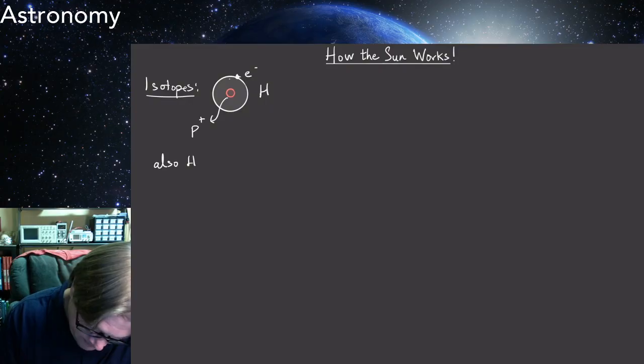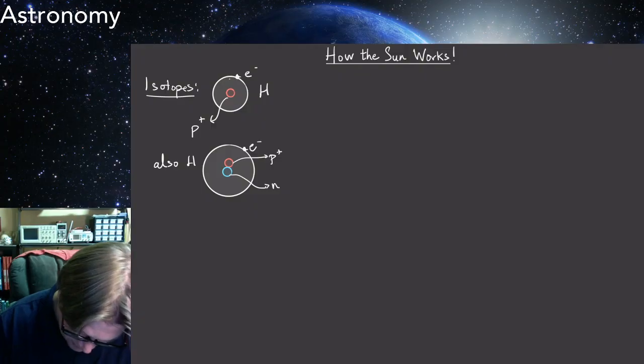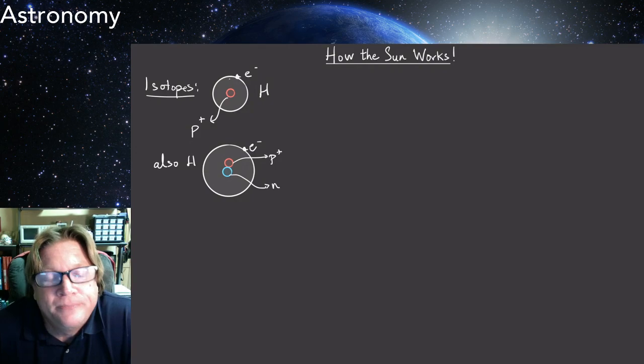Also hydrogen is something that looks like this, but then it's got a neutron and then an electron circling it. So there's the proton, and then that thing, I'll just use a blue color, is the neutron. The neutron has no charge. Why is this still hydrogen? It's still hydrogen because it has one proton.